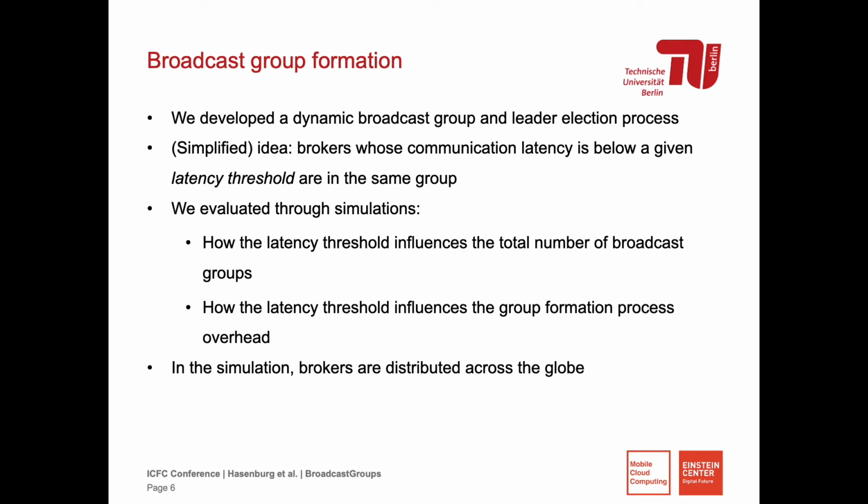We evaluated the overheads of the group formation process through simulations. In particular, we tried to answer two questions. First, how does the latency threshold influence the total number of broadcast groups? Second, how does the latency threshold influence the number of messages needed to complete the process? In the simulation, brokers are distributed across the globe. We used a public data set of major cities as a source for realistic broker locations.